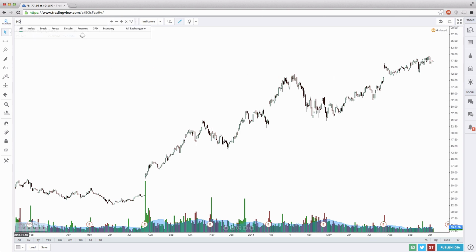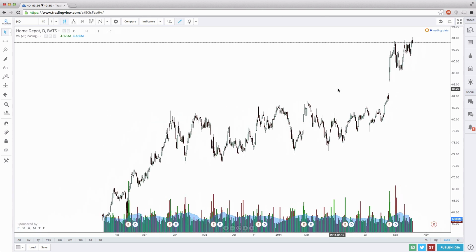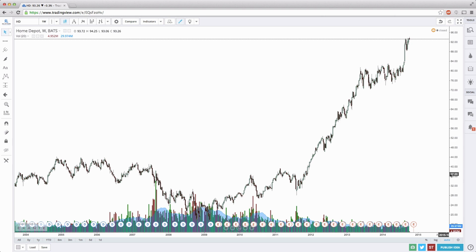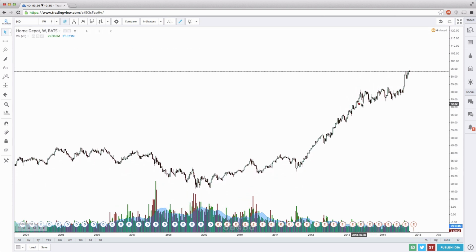Let's go look at Home Depot. Home Depot is a very, very good example of this. I'm going to zoom out to a weekly chart. And I want each and every one of you to tell me, based on this, what phase of the market was that right there on Home Depot. Yes, I agree with you. A lot of you are writing in that would be a distribution phase.